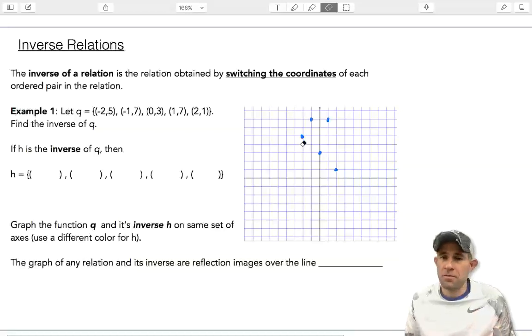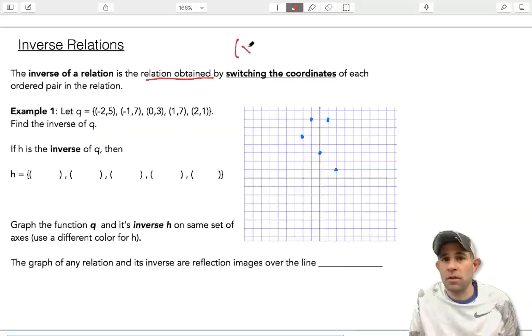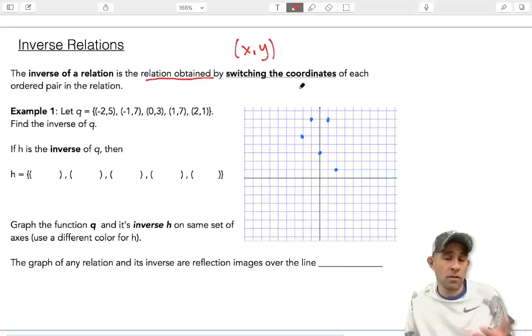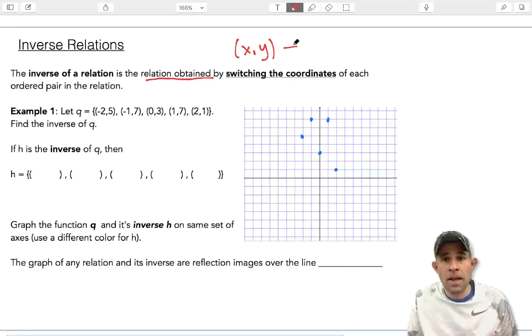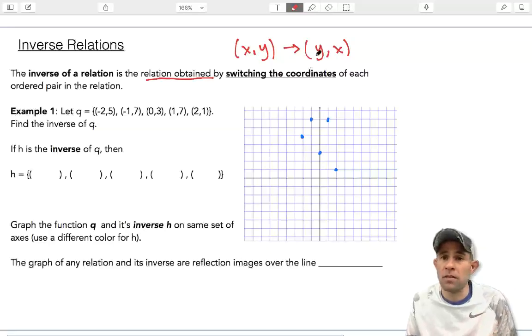Today we're talking about inverse relations. Now, an inverse relation is simply a relation that can be obtained by switching the coordinates. So given that all relations are listed as coordinates in the form x, y, then the inverse can be obtained by simply switching around those coordinates. So your new x is the old y, and your new y is the old x.